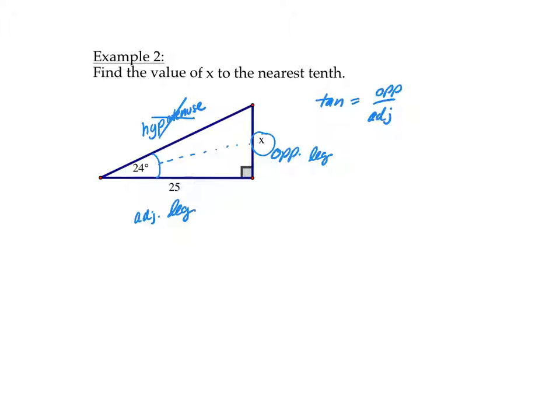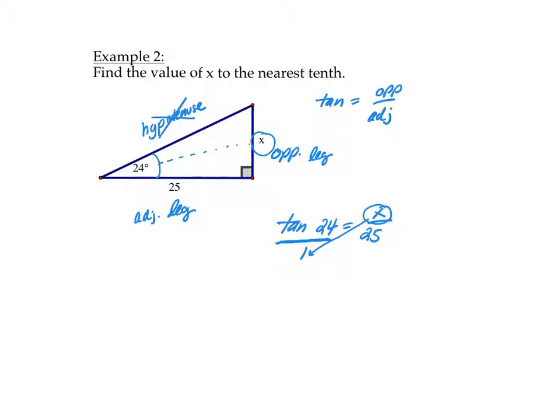So that means that we can write this equation, the tangent of 24 is equal to X over 25. Now think about this. We have to solve for X. We have to get X alone. So because X is being divided by 25, we're going to multiply both sides by 25. But another way to think about it is just to put tangent of 24 over 1 and think about it as a proportion. And we can cross multiply.